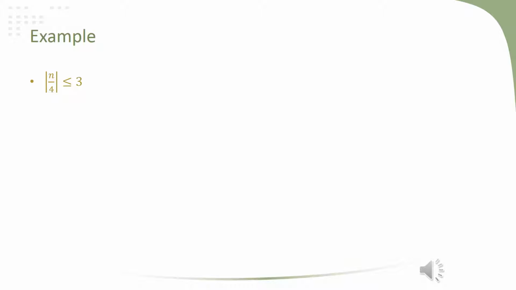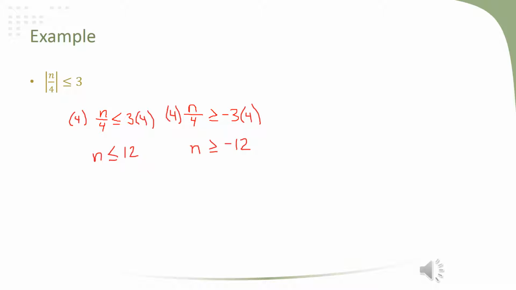So the absolute value term is isolated, so what I'm going to do is take it out and use it in both inequalities. I'm going to keep the less than or equal to sign with the positive 3, but I need to switch the direction of the sign for the -3 to make it greater than or equal to. For both of these inequalities, I'm going to multiply both sides by 4 to get n less than or equal to 12 and n greater than or equal to -12.